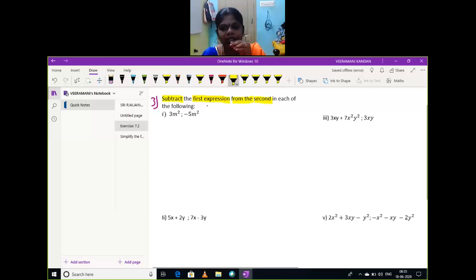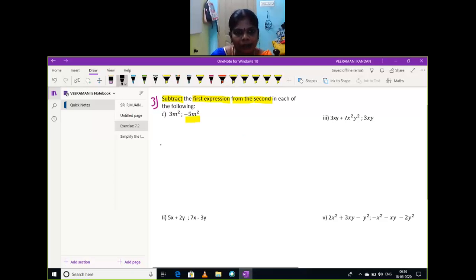Usually in subtraction, the smaller number is subtracted from the greater. We always do like this. Here the second expression is greater, that's why they gave the condition. We subtract the first expression from the second expression. Okay, children, look at the question. 3m square is the first expression. 5m square is the second expression.